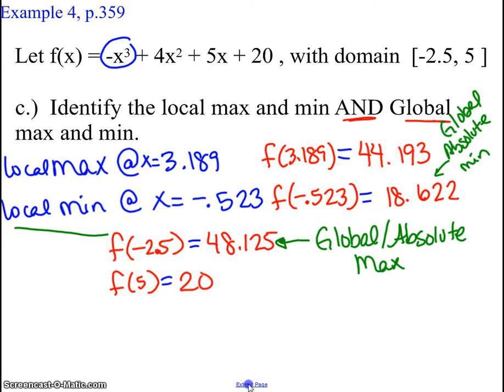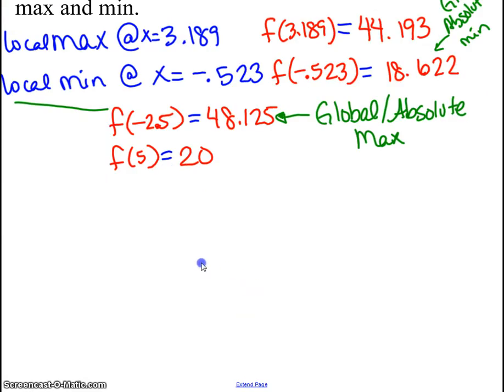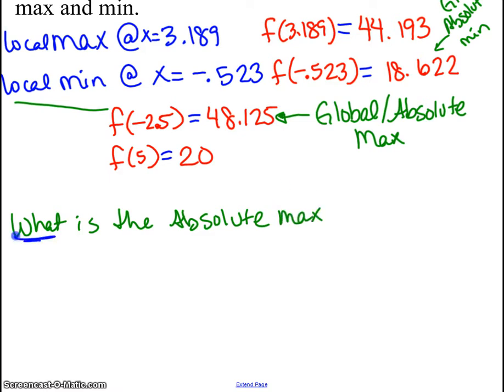Okay, so now if they ask what is the global or the absolute, I'm going to go with absolute from now on because I believe that's what they're using. If they say what is the absolute max, then they are referring to the y value. The answer would be 48.125 because they want to know what is the highest y value.